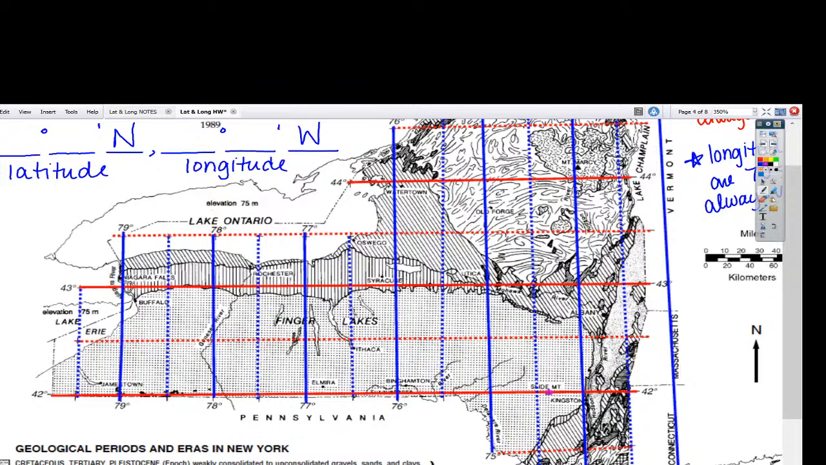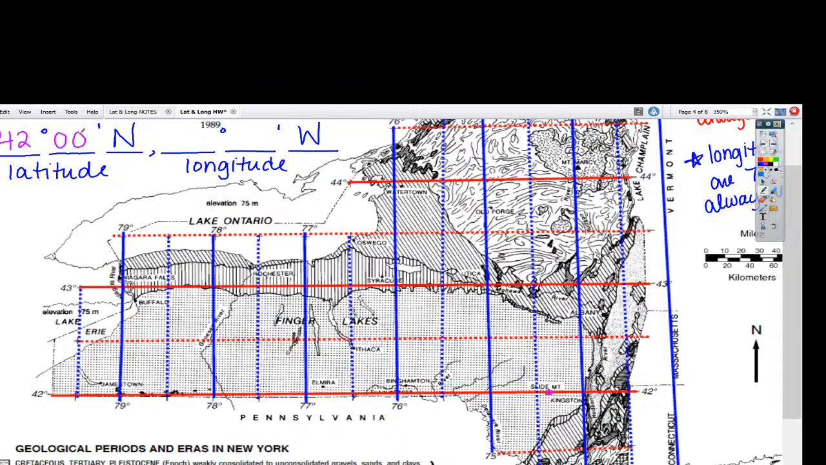Because what you're noticing is that Slide Mountain is pretty much right on that 42 line. Okay? So for this one, 41 or 42 to start off with, I'm just going to write 42 on mine and make it 0, 0. But remember, you're plus or minus 5 minutes for that one. So you could have 41, 57, 56, 58, 59, or 42, 1, you know, kind of thing.